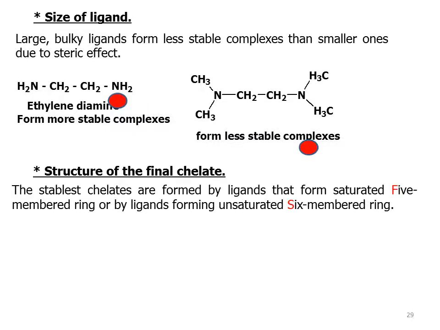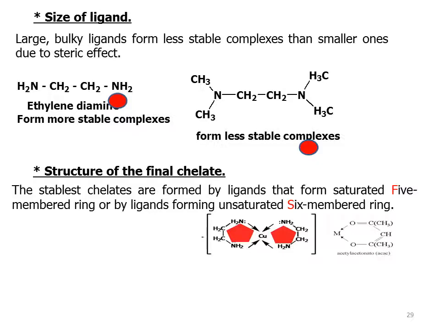Structure of the final chelate. The most stable chelates are formed by ligands that form a saturated 5-membered ring, or by ligands forming an unsaturated 6-membered ring, like the copper ethylenediamine and acetylacetonate.